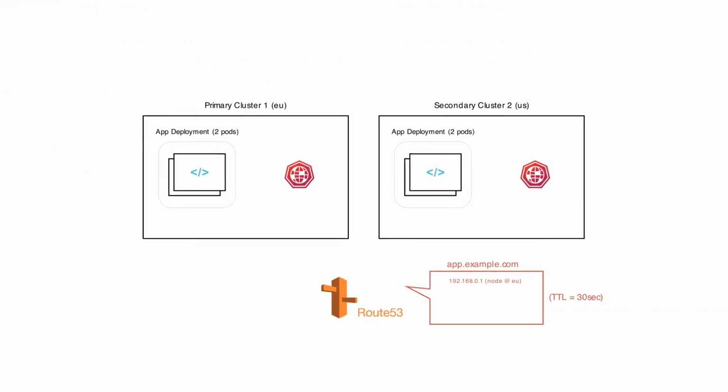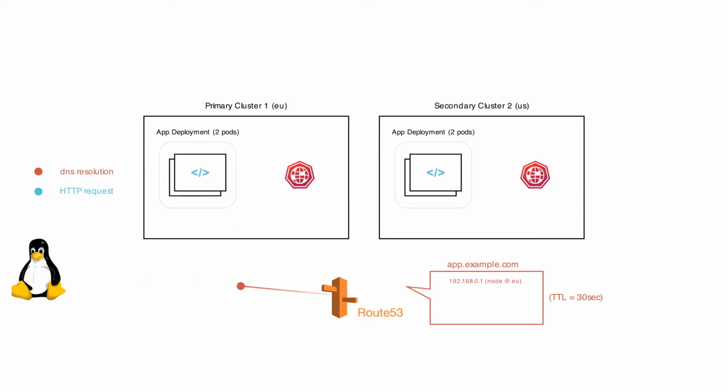Now let's take a look at how the failover strategy works. As before, our user communicates with the web application. First, they ask Route 53 to resolve app.example.com, and for the next 30 seconds it's going to be the IP of a node from the cluster in Europe. Having the hostname resolved, they happily communicate with the application until the failure on the EU cluster happens.